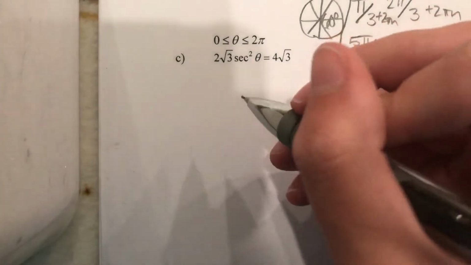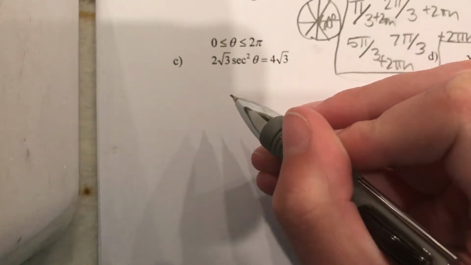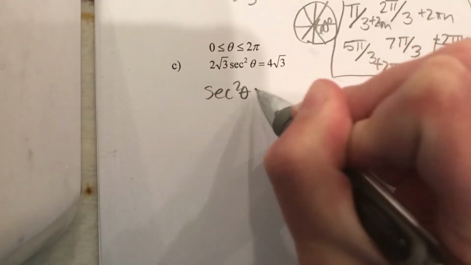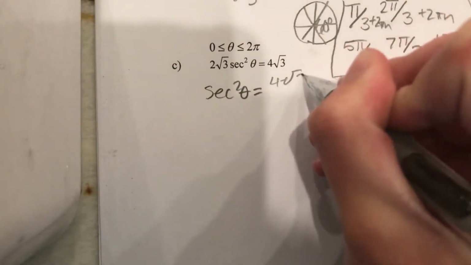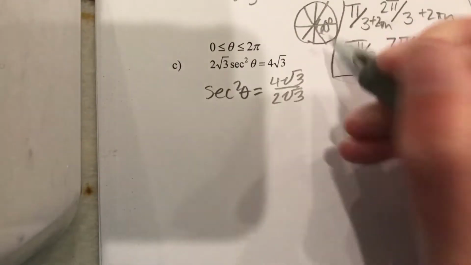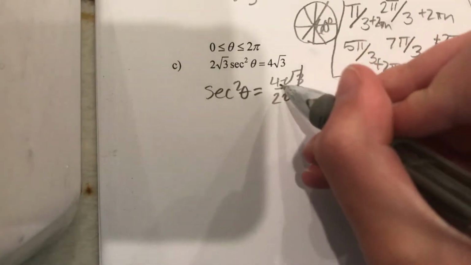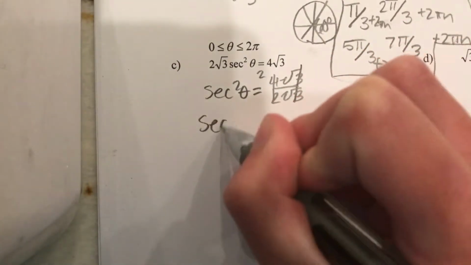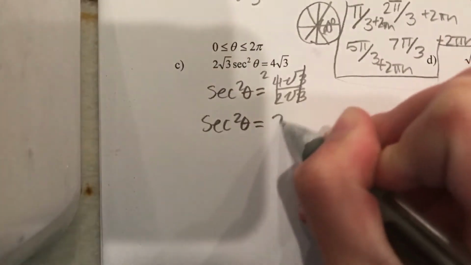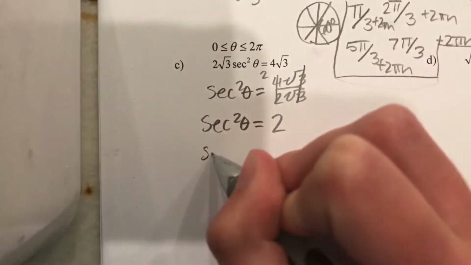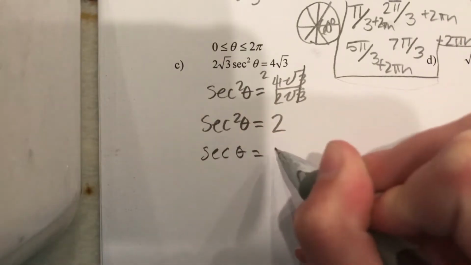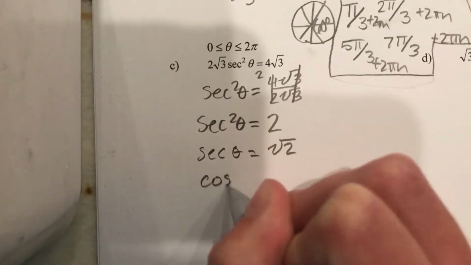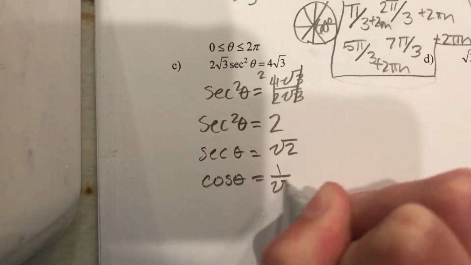To do this one, to start off, we have to divide by 2 root 3 in order to get the secant squared by itself. So then you get secant squared of theta equals 4 root 3 over 2 root 3. And the root 3's would cancel each other out, and the 4 over 2 would reduce to 2, so that'd be secant squared theta equals 2. Then you have to take the square root of that, so that you get secant theta equals root 2. And secant is 1 over cosine, so then it'd be cosine of theta equals 1 over root 2.